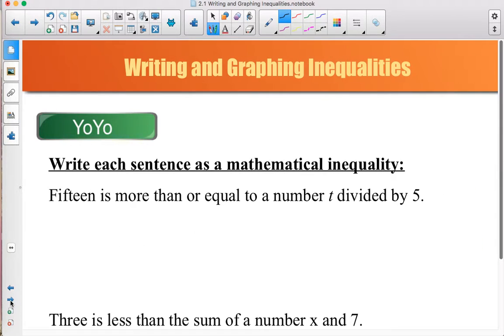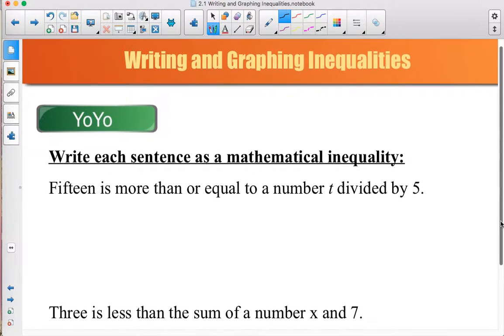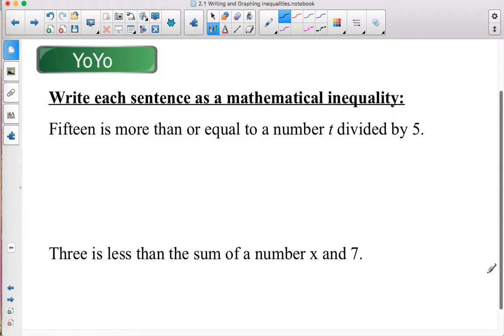What I would like you to try on the whiteboards are the following. Try to translate these. Something like 15 is more than or equal to a number t divided by 5. The second one is 3 is less than the sum of a number x and 7. And in this case, just so I can see how you might get confused, we're talking about inequalities. So this less than isn't going to be subtract. It's actually going to be our less than sign. So don't get confused about that one. The more than I think you should be okay on.